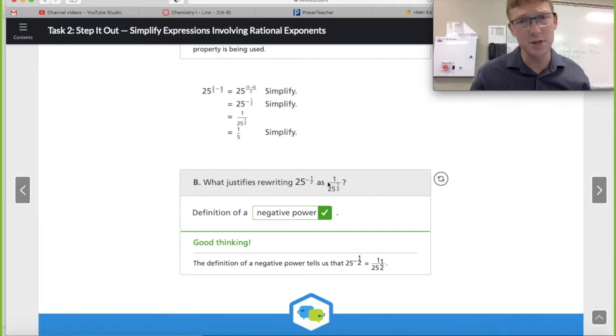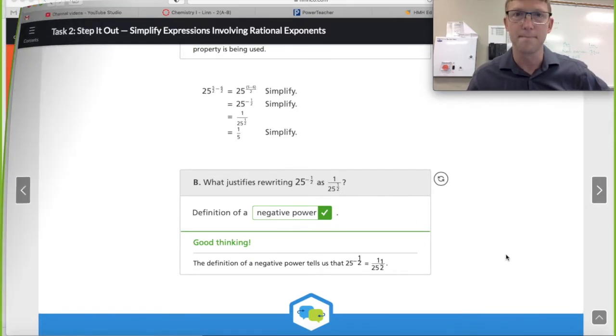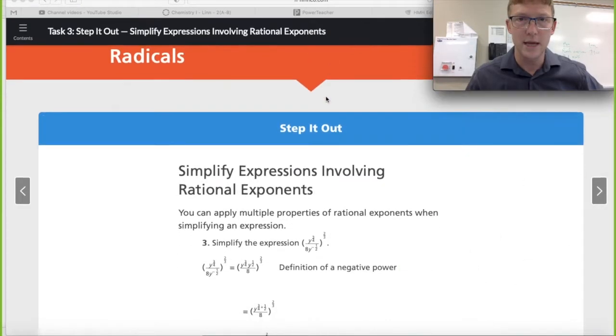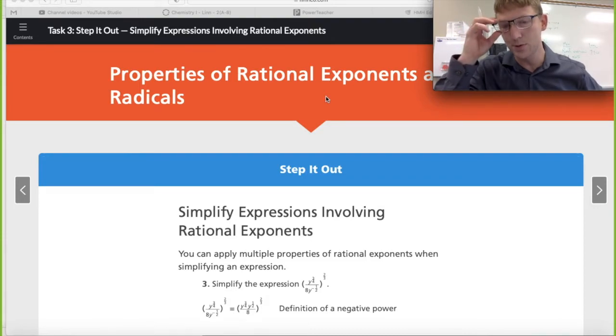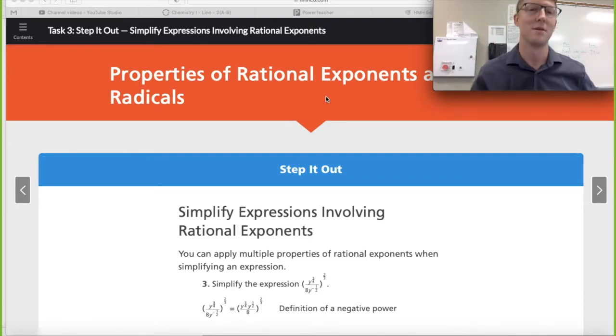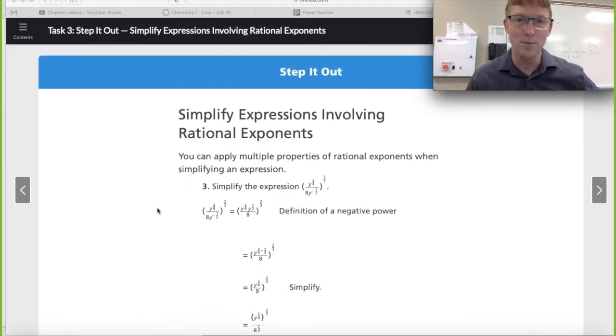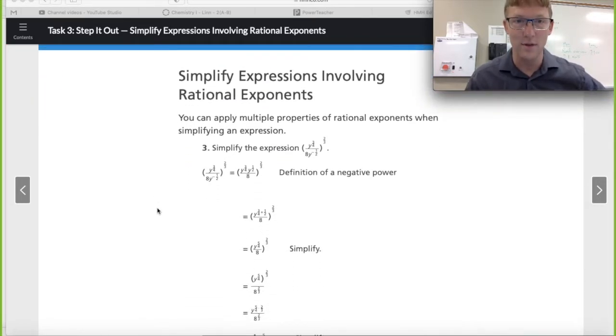Whatever. Yeah, so the definition of a negative power is what makes you do that. All right, let's take it a step further and let's start doing actual algebra as opposed to regular math. Because algebra, we have letters. So we're going to throw some variables in here and see how everything works.